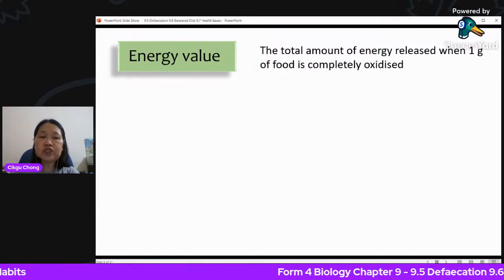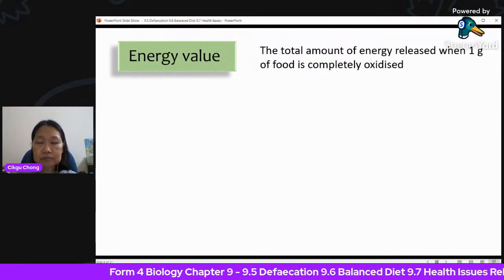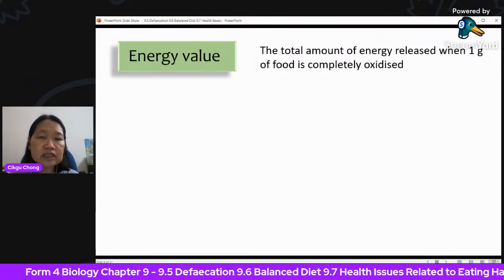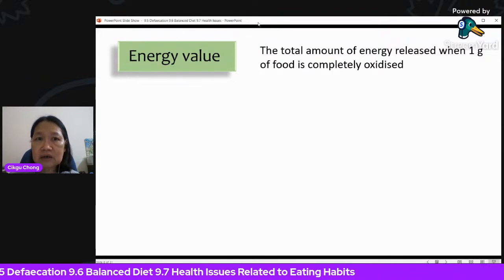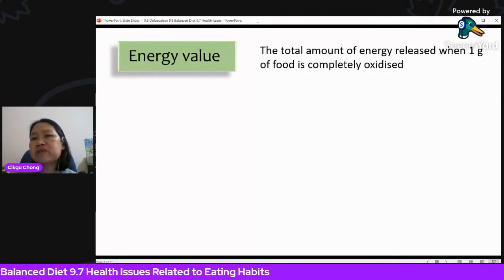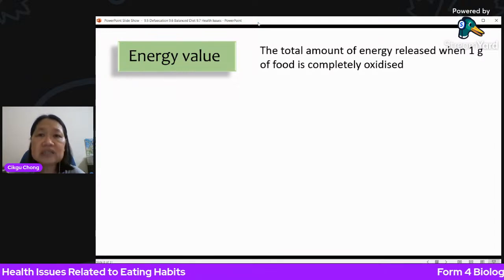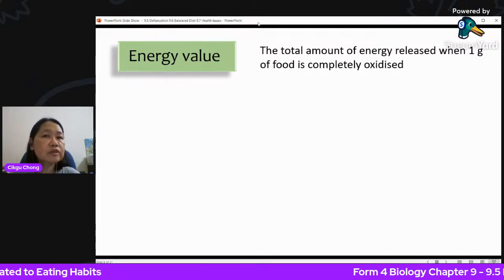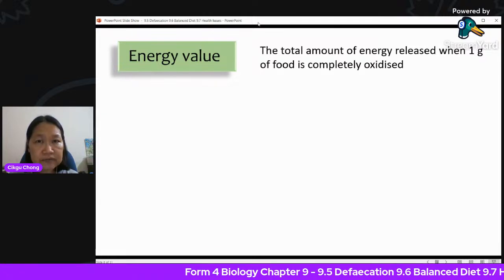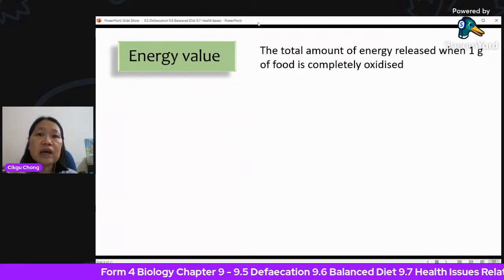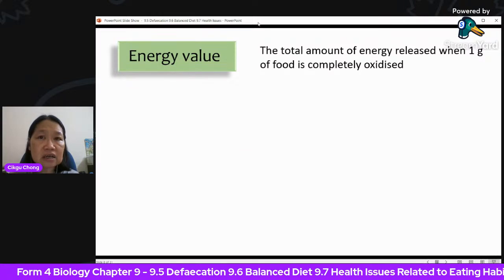So energy value is the amount of energy that is released when 1 gram of food is completely oxidized. Completely oxidized means it's burnt. The only way to carry out this experiment is to burn the food. When it burns, it produces heat, and you transfer that heat to something you can measure the rise in temperature of.